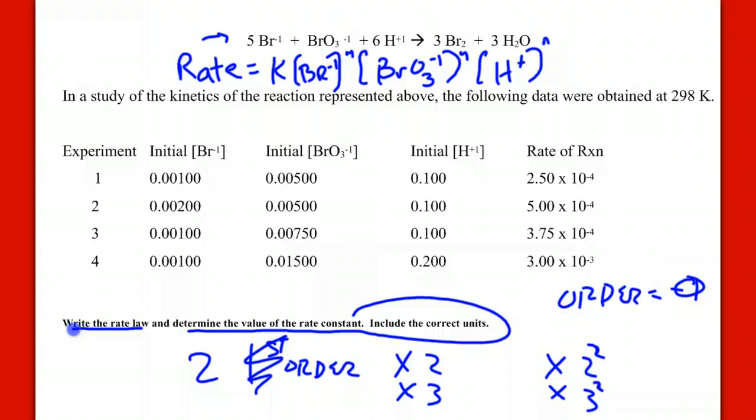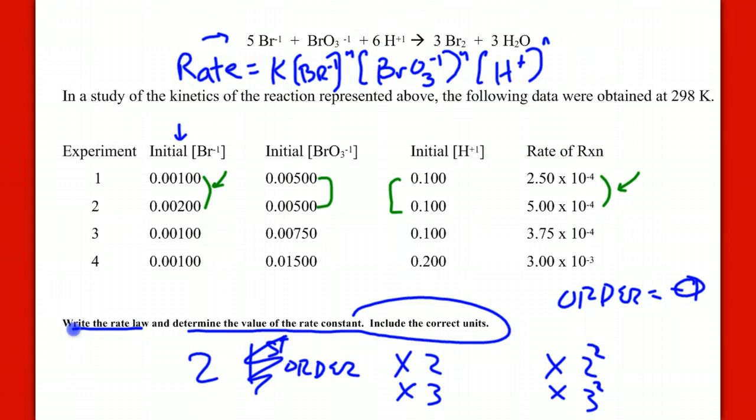Okay, so our first job is to figure out what order this reaction is with respect to the bromide ion here. So I have 3 reactants, so I need to find trials. If I'm looking at the bromide ion, I need to find 2 experiments where the bromate ion and the hydrogen ion are the same. That means that any change in this reaction rate here is due to the change here.